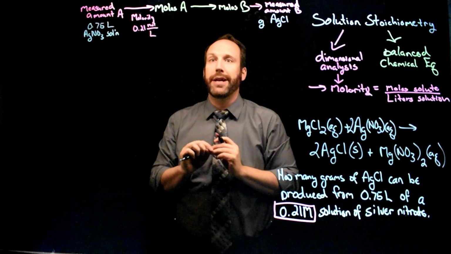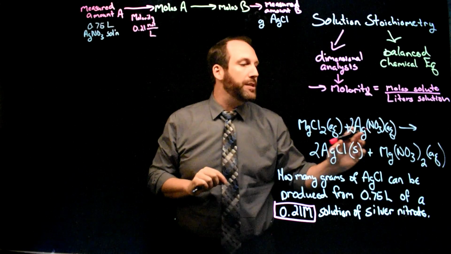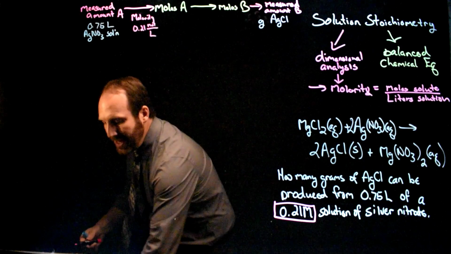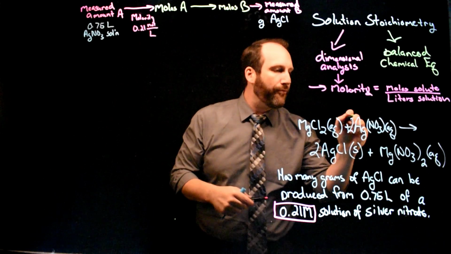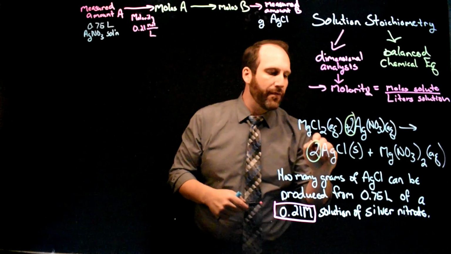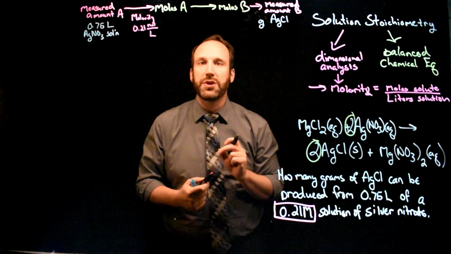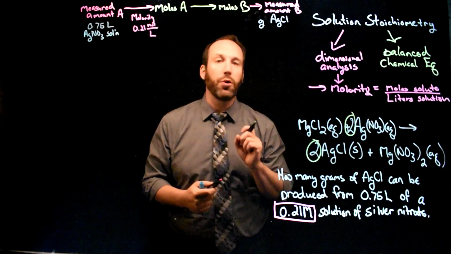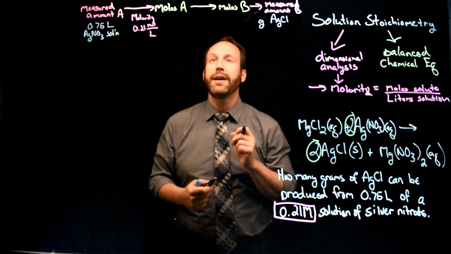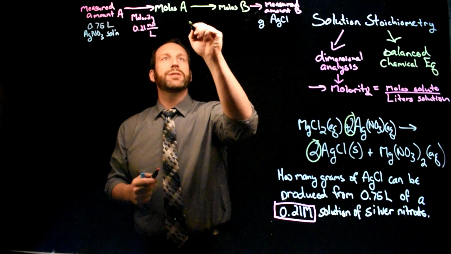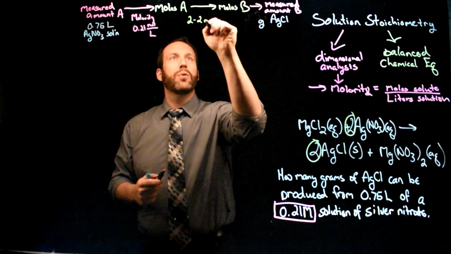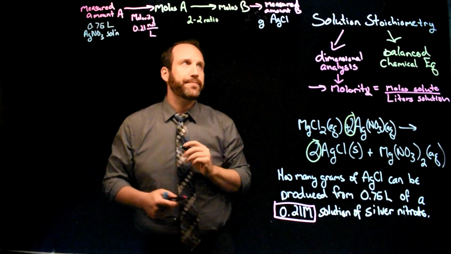Moles of silver nitrate. Once we're there, we can look at the balanced chemical equation and see that the coefficients in front of silver nitrate and silver chloride are both 2. So it takes 2 moles of silver nitrate to make 2 moles of silver chloride. So it's a, I'll just say, a 2-to-2 ratio there.